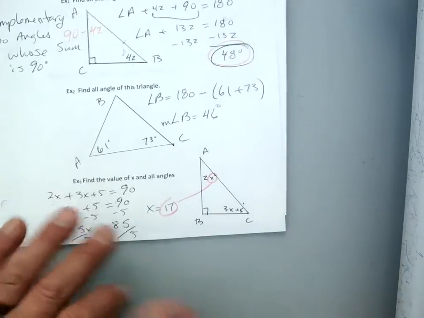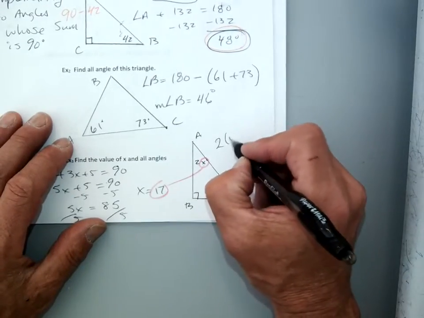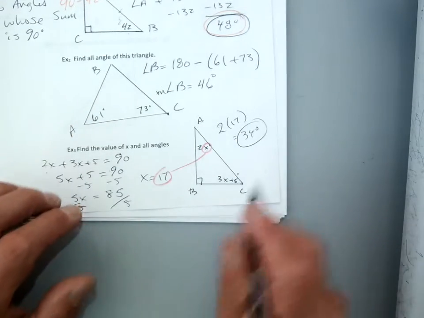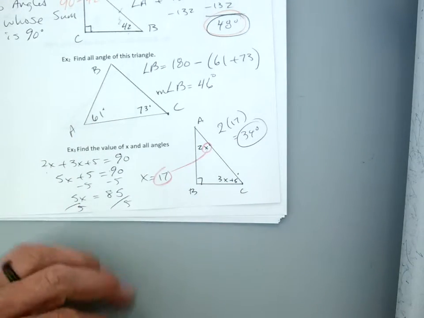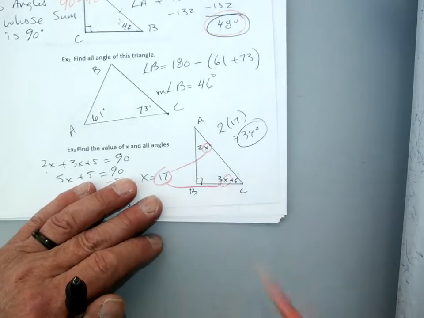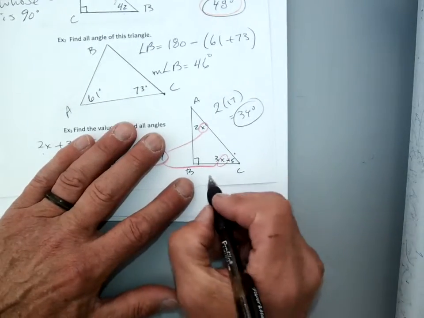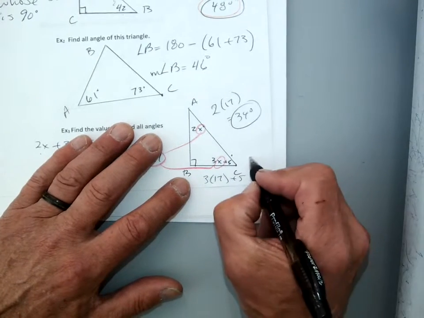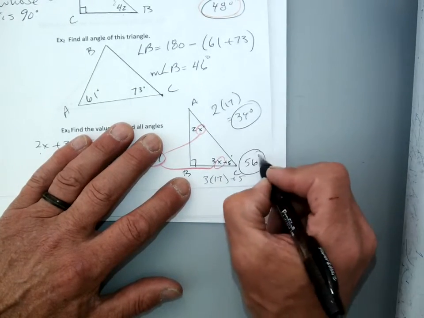So angle A is simply going to be 2 times 17, which is a 34-degree angle. And angle B, plug in the 17, right? It's going to be 3 times 17, which is 51, I think. So I think I get 56 degrees, okay?